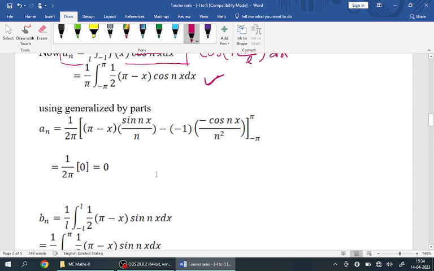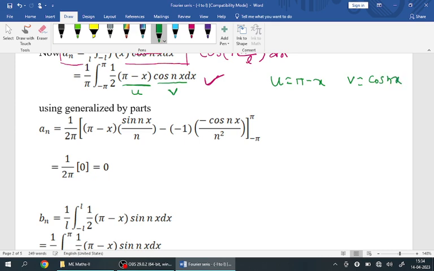Next step, we are going to use the most important thing, generalized integration by parts. Now remember this 1 by 2 pi is outside. Let us take this first, pi minus x, as u, and this one as v, and we have to apply generalized integration by parts. If you're not able to write it directly, what you have to do is some rough work there. We have taken u as pi minus x. And what about v? V is cos nx.